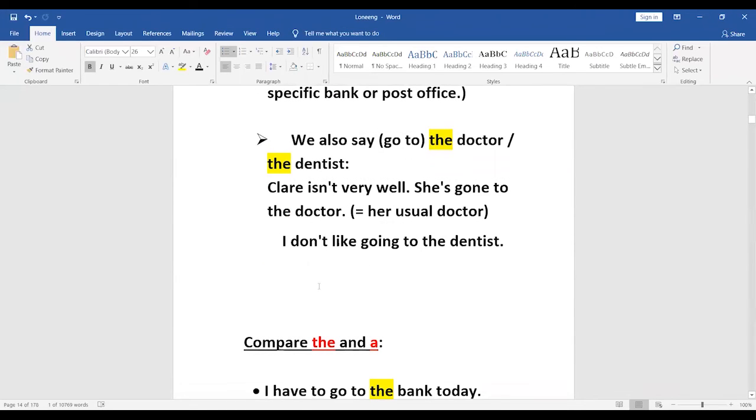Now, we can also say, we go to the doctor or the dentist. Why? We don't visit any and every doctor, do we? We have our own family doctors or very specific people who we go and get treated from. So that is the reason why we're saying the doctor, the dentist, being very specific. "Claire isn't very well. She's gone to the doctor." She's not just gone to some random guy to get treated, but she's going to her usual doctor who she's been going to for several years. And that is the reason why we're using "the doctor" here.